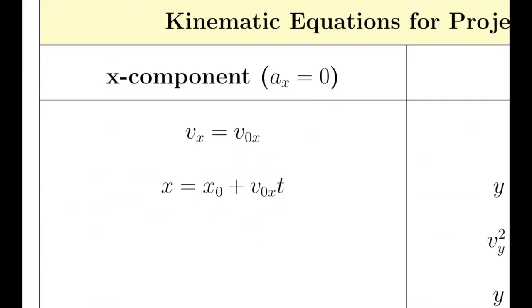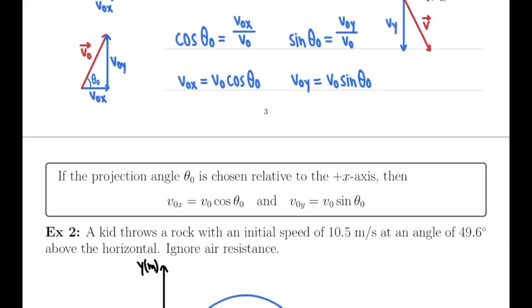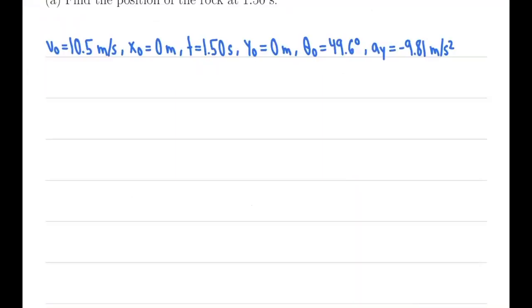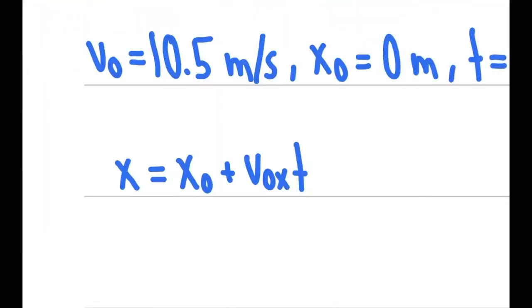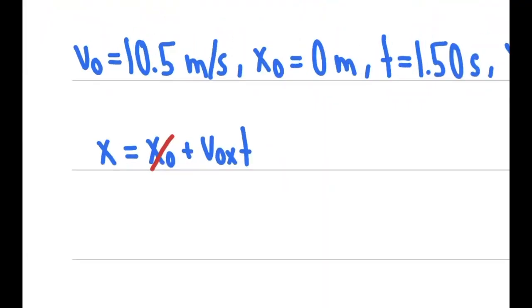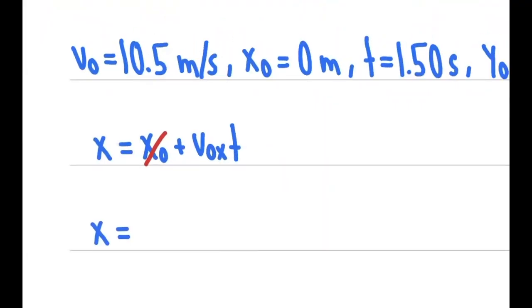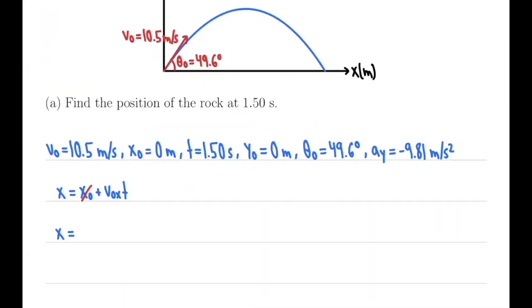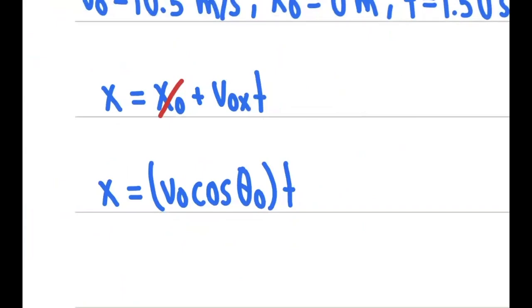We don't know the initial velocity in the x direction, but we can find that using this formula right here because we know the angle and we know v naught. So we can use this equation, and we also have time. So let's use that to find x, the final x position. X naught is 0, so we can cancel that. V naught x, like I said earlier, is v naught times cosine of theta naught. And we can plug everything in now.